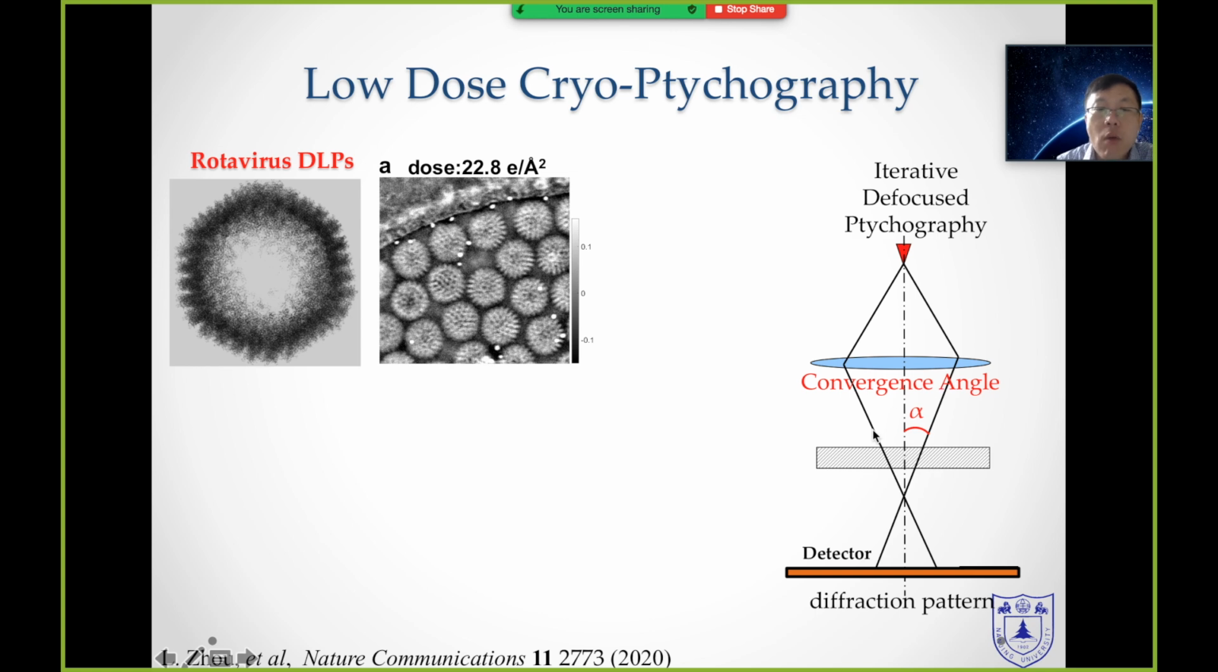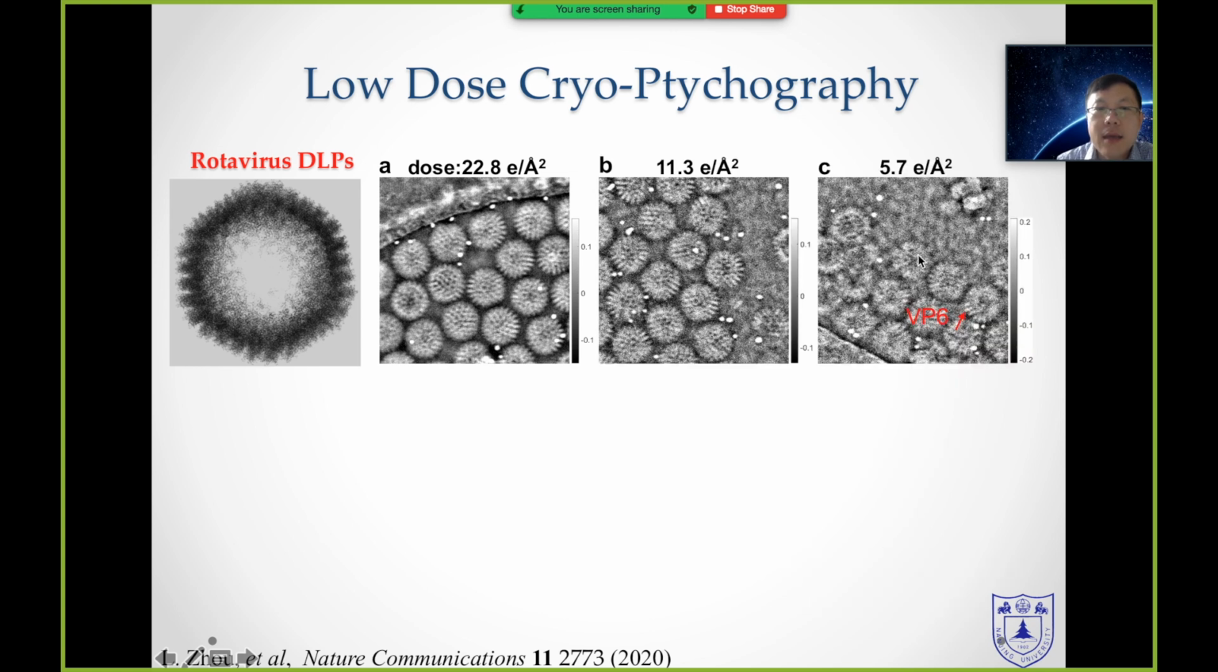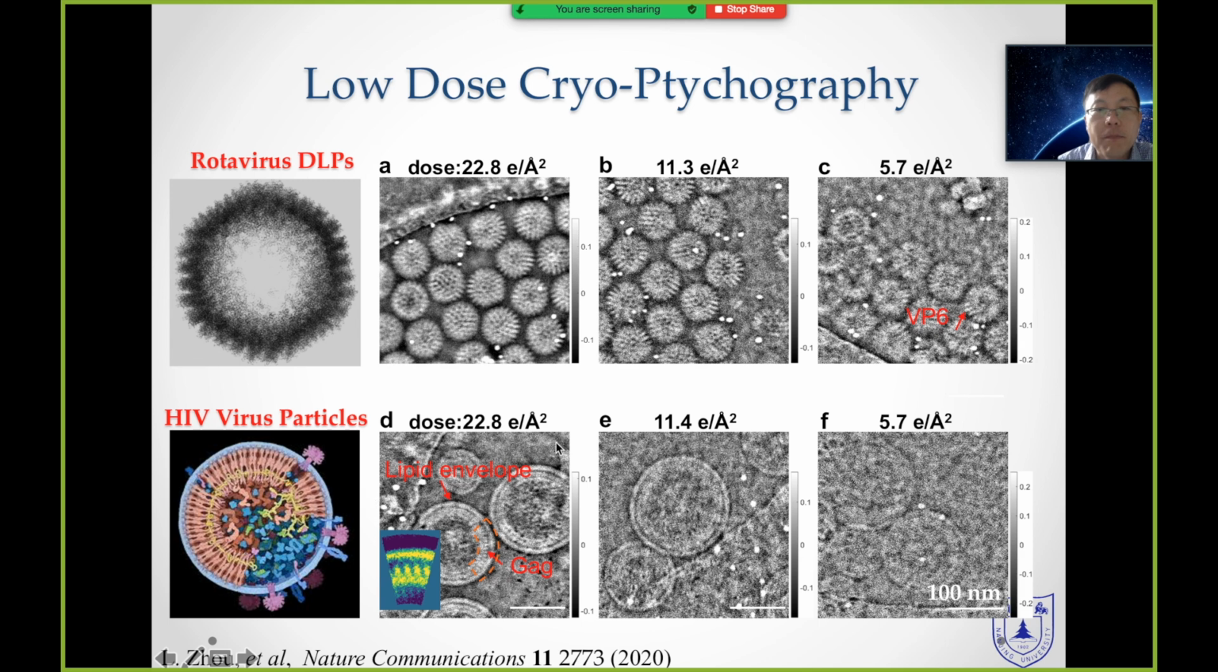Together with ptychography's high contrast, it can still clearly show the viral capsid shape at a dose of 5.7 electrons per square angstrom. Another example shown here is an HIV particle at very low dose. We can still observe the particle at 5.7 electrons per square angstrom. Ptychography reconstruction is very dose efficient and can be applied to biological molecular imaging in cryo-states at very low dose.